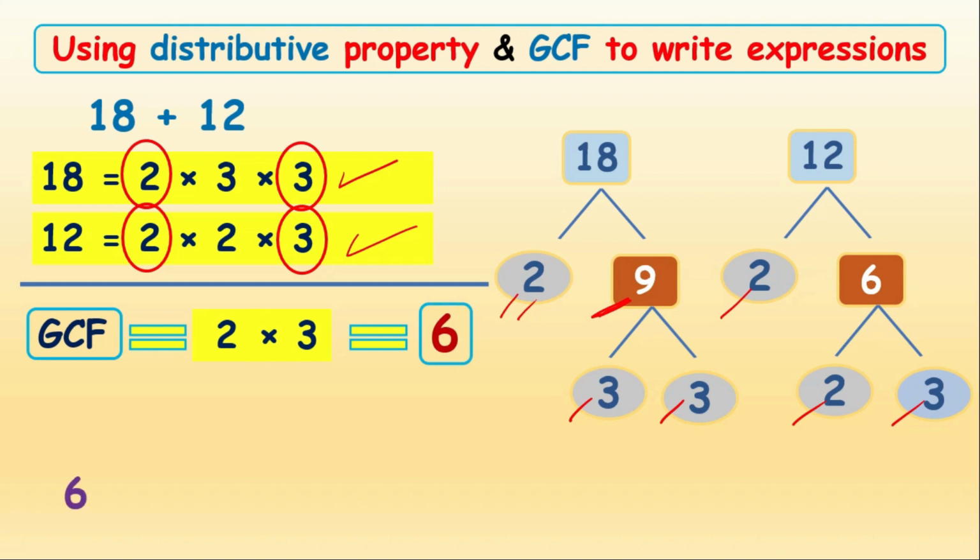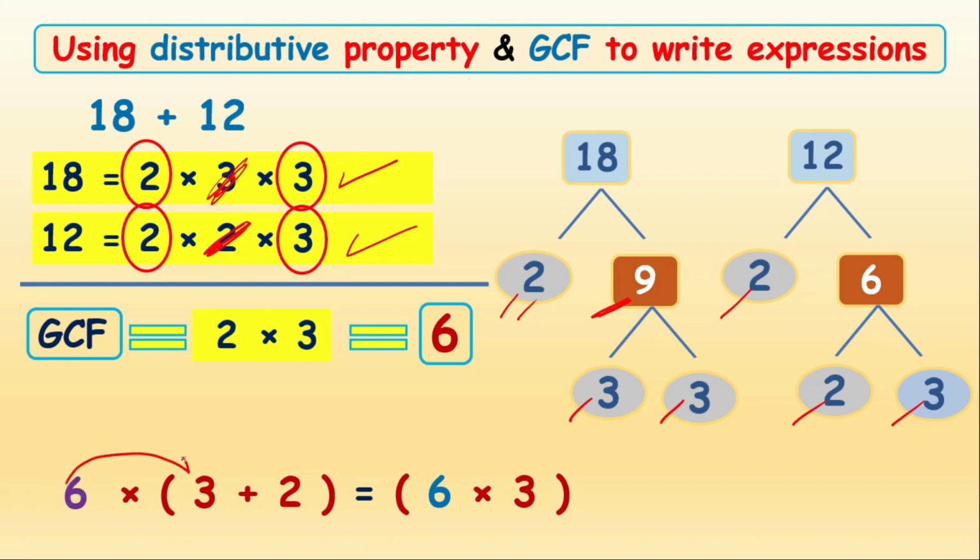So now 6 is a common factor. The rest numbers are 2 and 3. Okay, so write 3 plus 2 and distribute 6 for 3 and 2. 6 times 3. Here we said 6 is a common factor of the two numbers. 6 times 3 and 6 times 2.